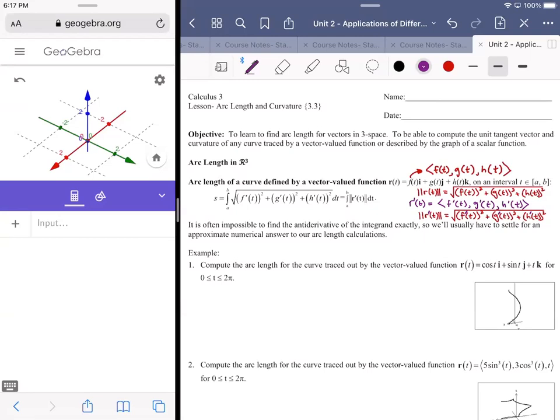Right. So in number 1, it says compute the arc length for the curve traced out by the vector valued function, cosine, sine t. So I'll write that in component form. So I would differentiate each of those components, come up with r prime of t.